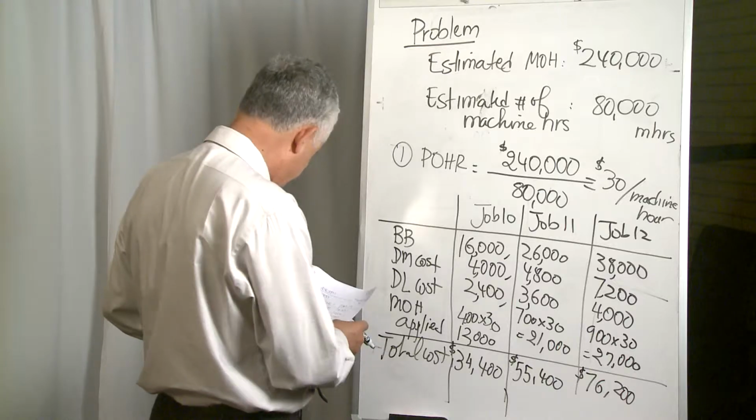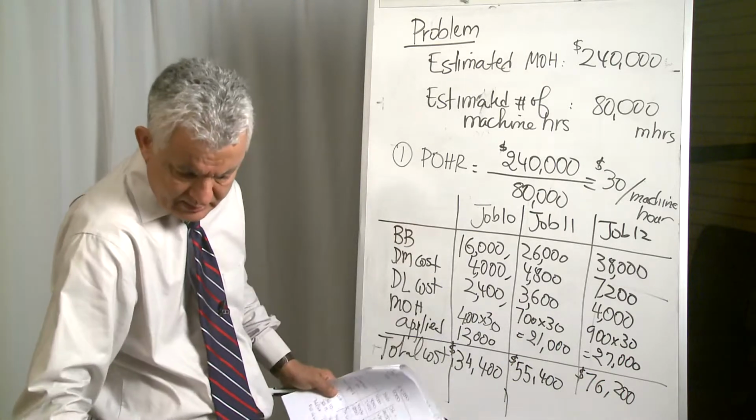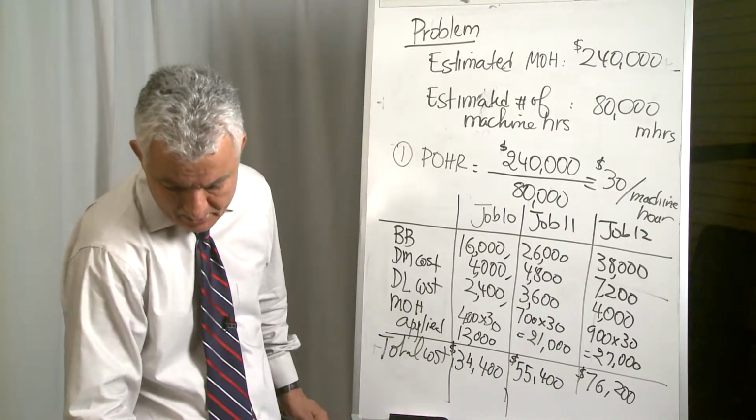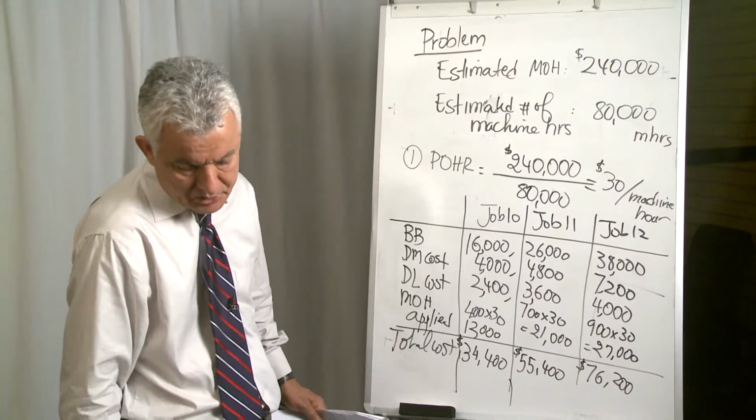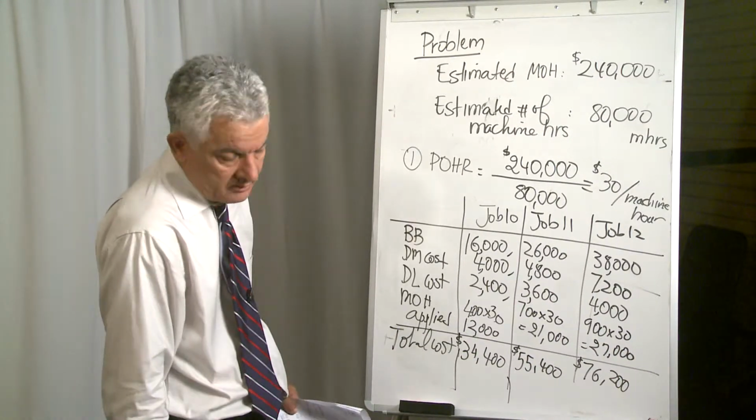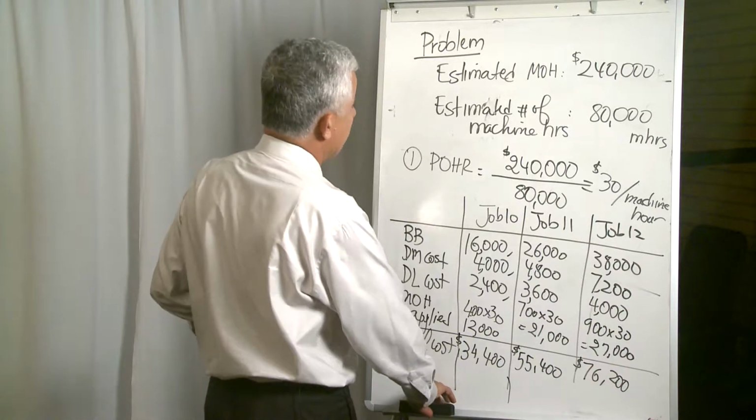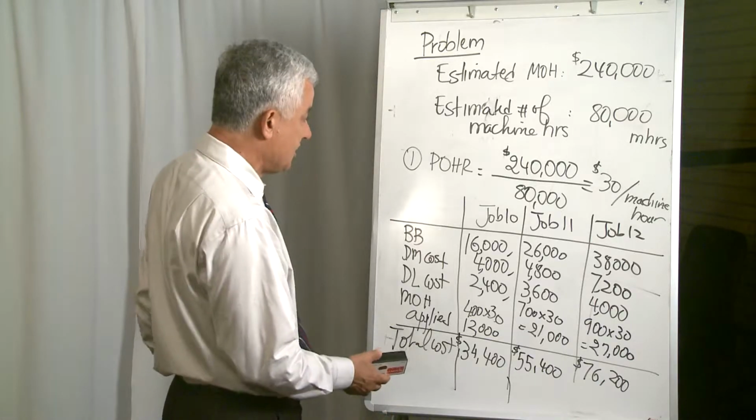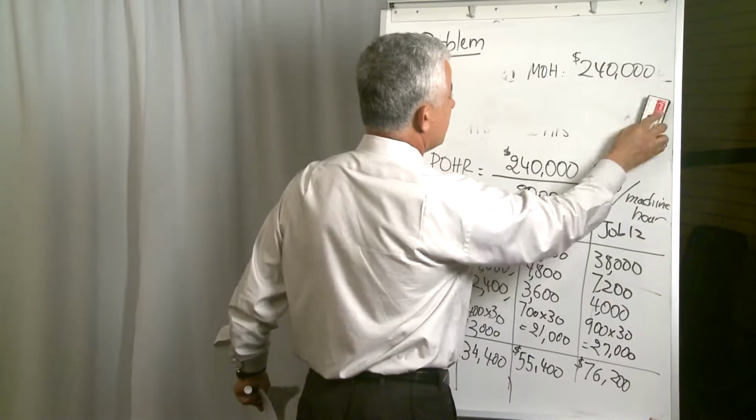Now, the following question they're asking us here: if job 10 and 12 were completed, prepare the journal entries to move these costs. So let's write here. We have job 10 and 12. Let's erase this.